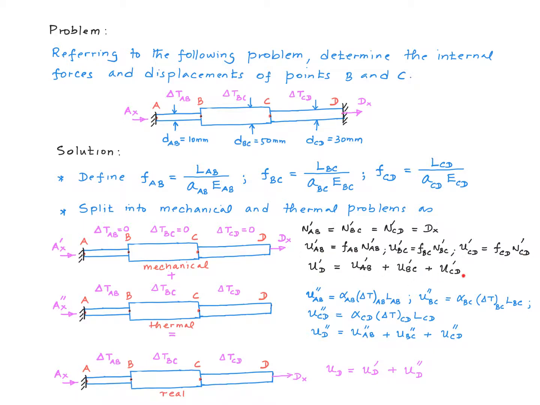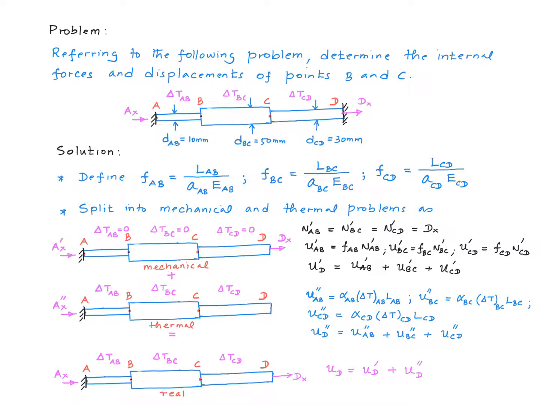And then you sum up the deformations of each of the segments in order to calculate the displacement of point D with respect to point A. Now here, on the other hand, for the thermal problem, we use the thermal equations to calculate the deformation of each of the segments. So UAB double prime, which is the deformation of segment AB due to the temperature increase delta TAB, is given by this equation.